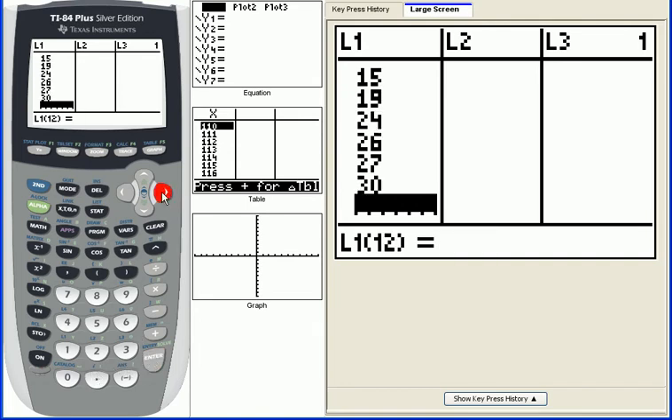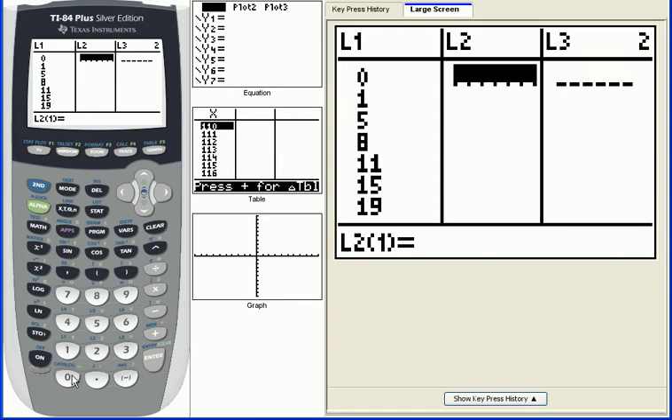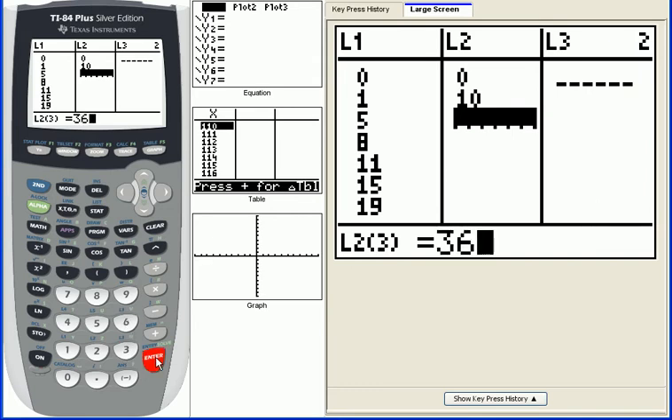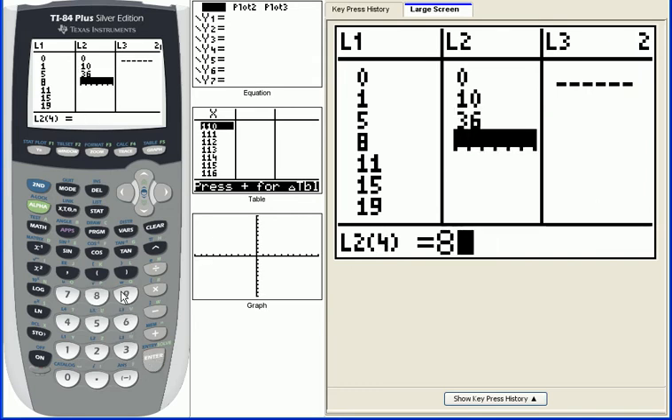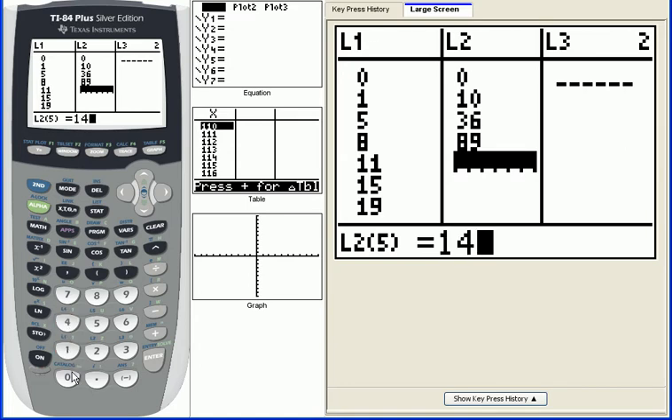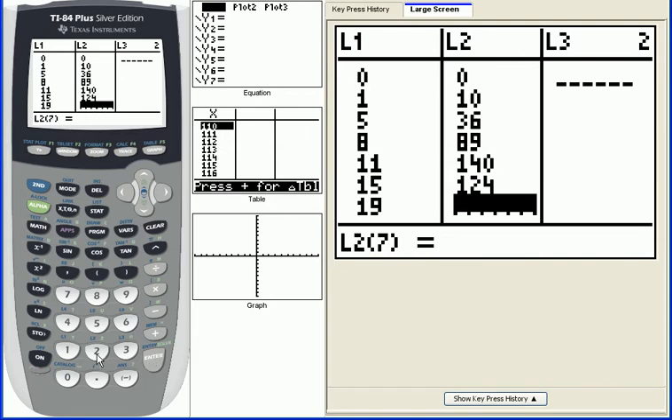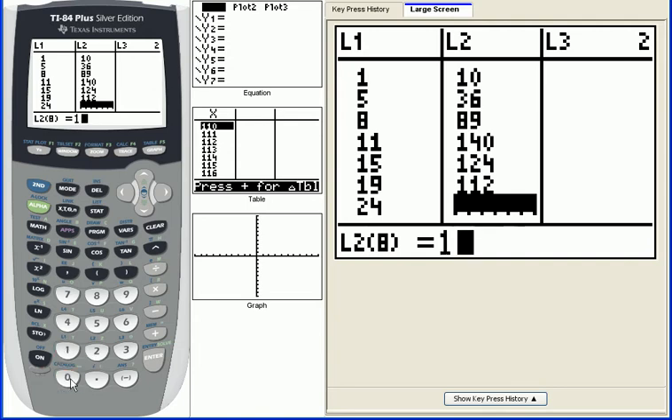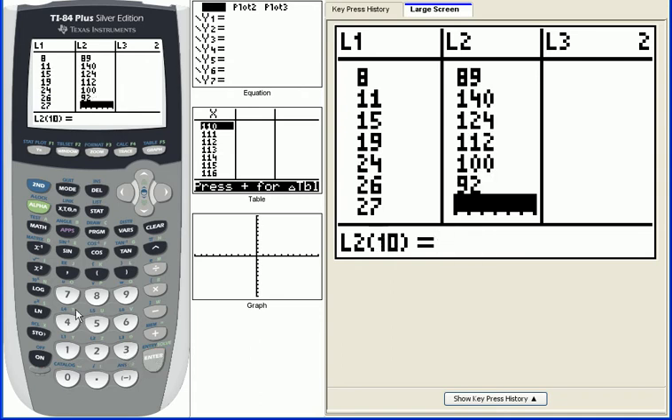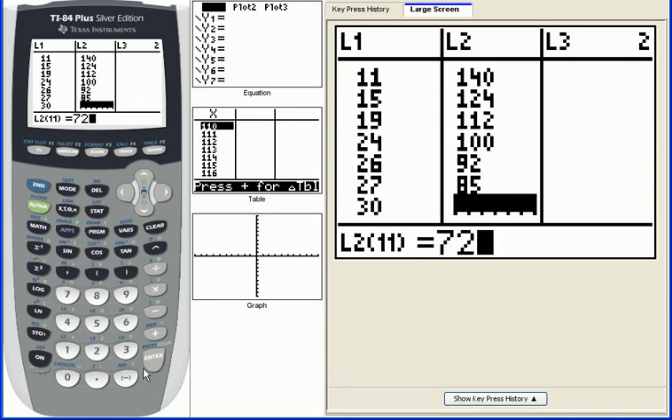So now we need to put our values in for our L2. This is going to be 0. We have 10. And then 36. Then we go 89, 140, 124. And notice how our values are going back down. So they go up and then they go back down, which if you just think about it, wouldn't that give you the shape of a parabola? Kind of seems that it would. It's not just going to go straight up and straight back down. So we get 72 is our last one.